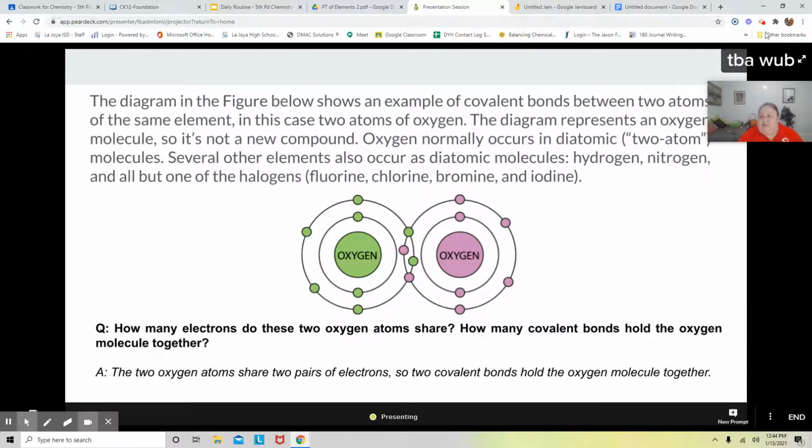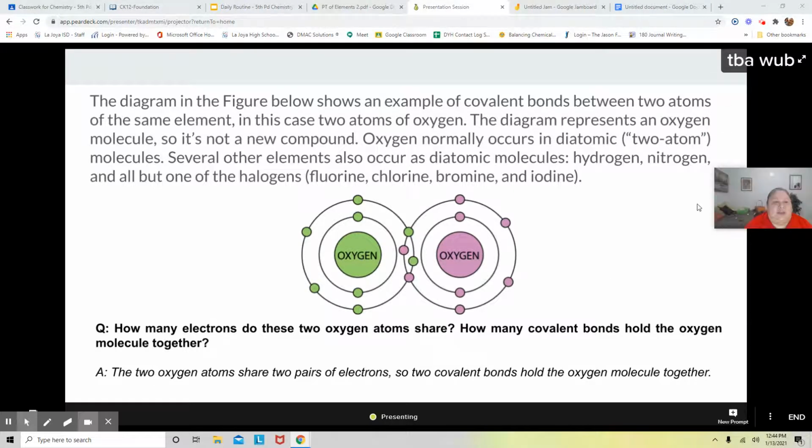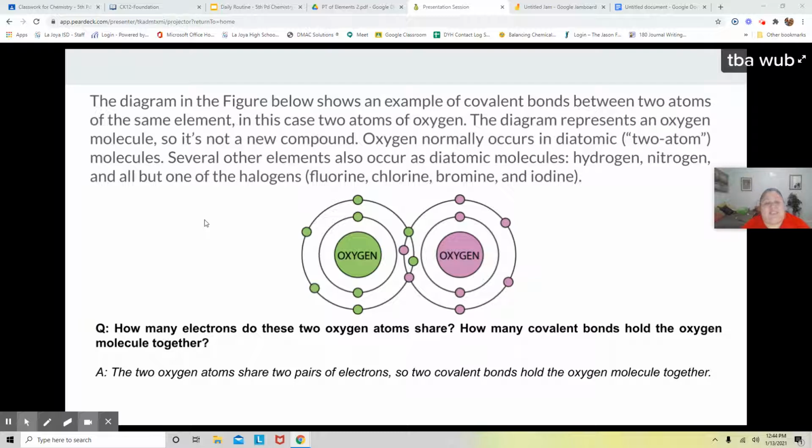All right, almost done. The diagram in the figure below shows an example of covalent bonds between 2 atoms of the same element. In this case, 2 atoms of oxygen. The diagram represents an oxygen molecule, so it's not a new compound. So anytime you have 2 of the same element bonding, oxygen and oxygen, it's not a covalent compound. It's still considered a molecule, but not a covalent compound. Why? Because it's not new.